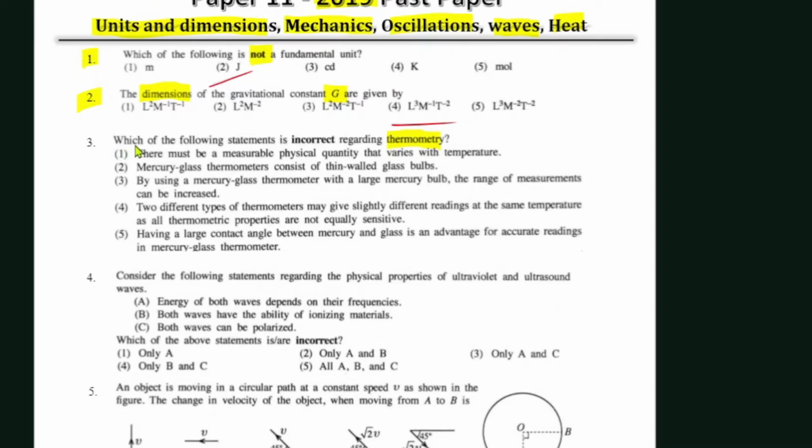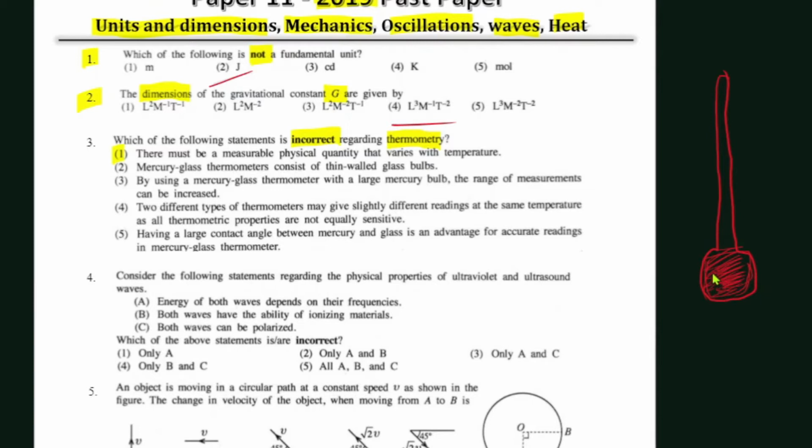So let us see which of the following statements is incorrect. Which is incorrect regarding thermometry, that is what they're asking. If you see the first one, they're saying there must be a measurable physical quantity that varies with temperature. Obviously, if there is a thermometer, there should be a measurable substance, a thermometric substance that should vary with temperature, right?